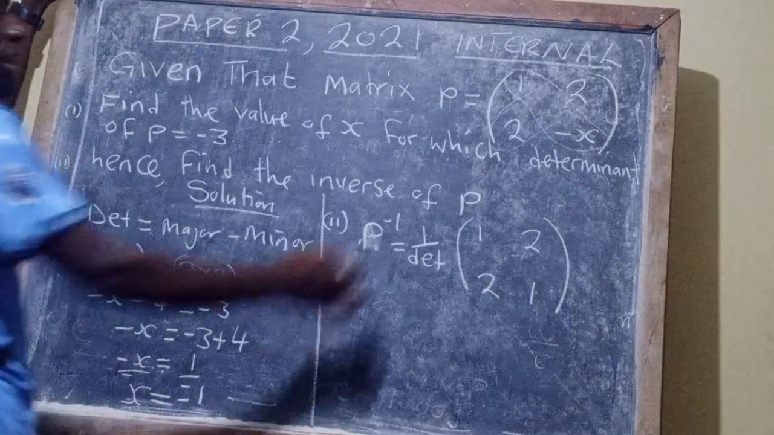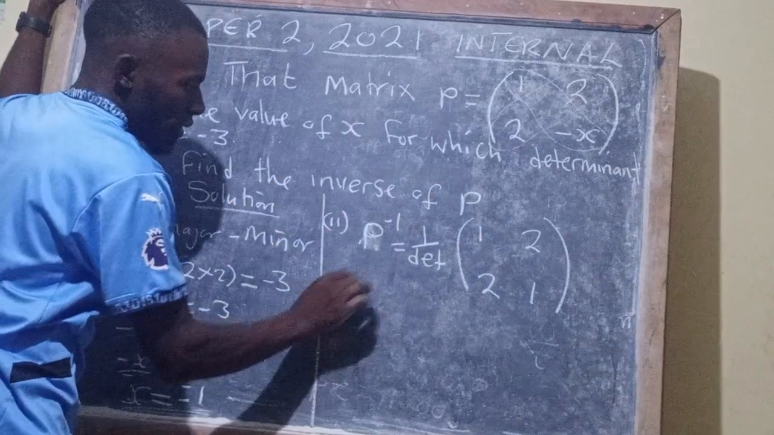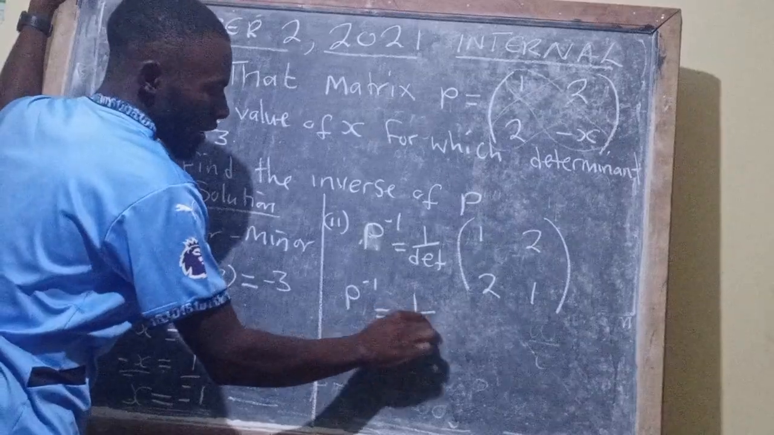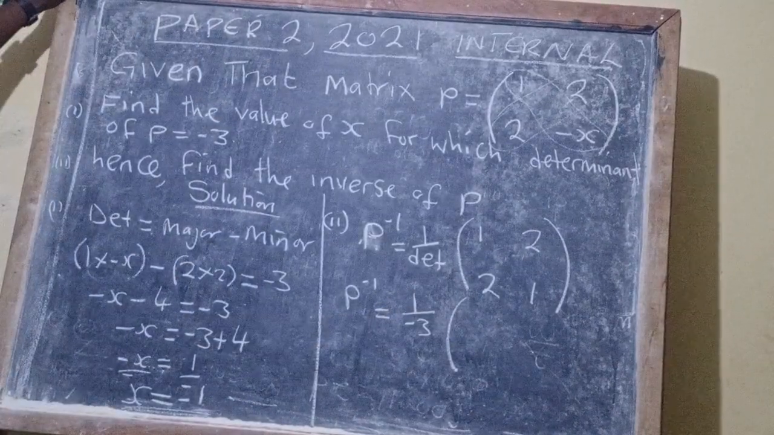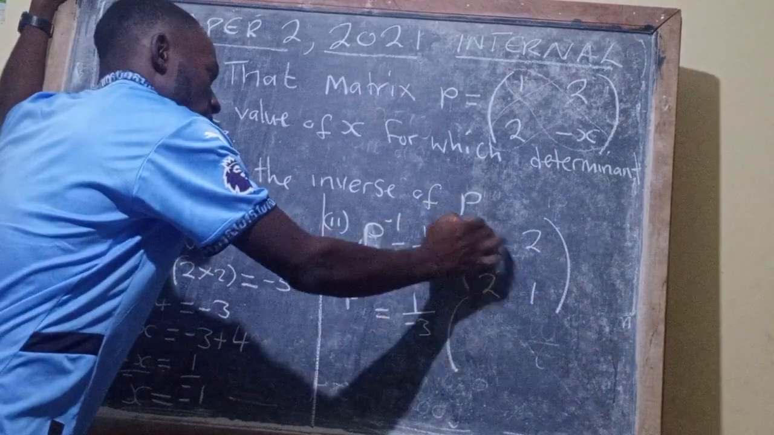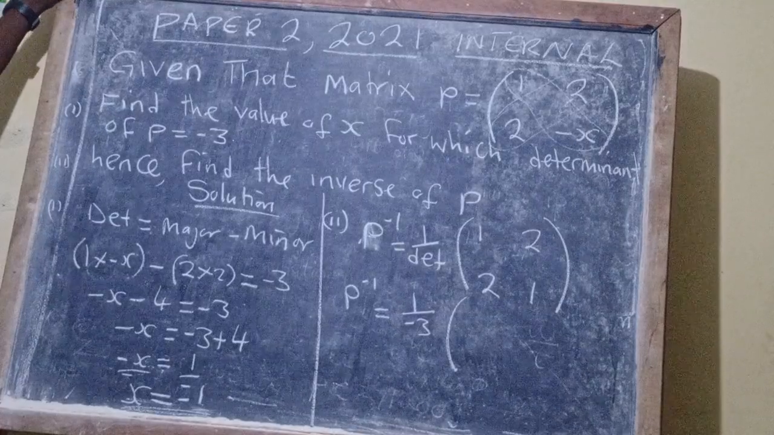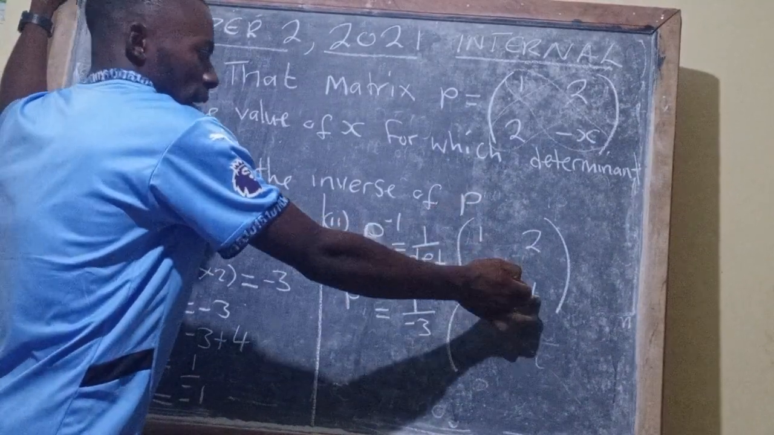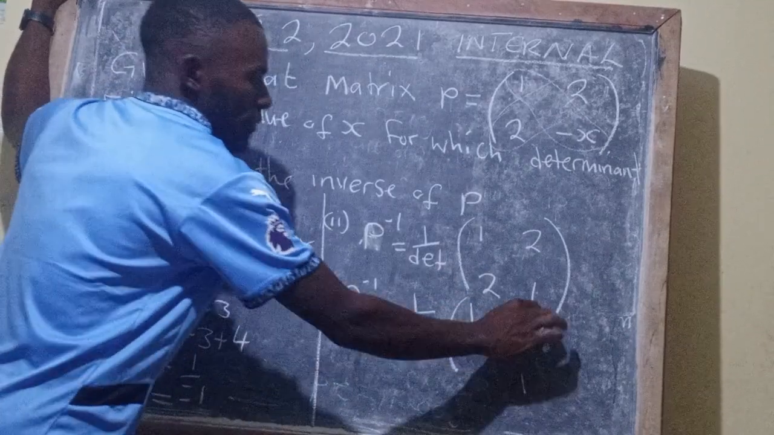So from there now we have 1 over the determinant. The determinant is already given. So we are going to say P inverse is equal to 1 over negative 3, open brackets. So now what happened inside the brackets there? The numbers that are in the major diagonal, they swap or they interchange. So the number which is down there should go up, and the one which is up should come down. So you have 1 and 1.